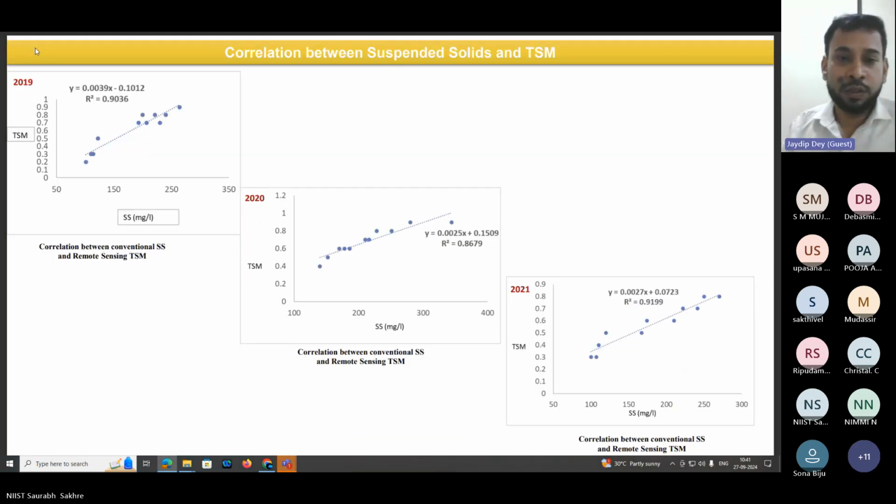So this is the correlation between TSM and suspended solids. We have a good correlation between total suspended matter retrieved through the remote sensing technique and suspended solids retrieved from laboratory analysis. This is the correlation for three different seasons. We have found a strong correlation between these two parameters.